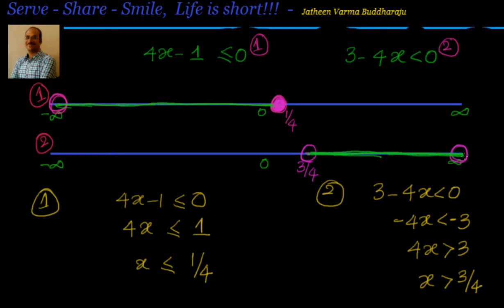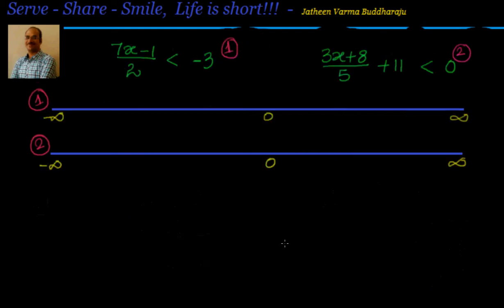Now you can see anything common in this solution. One solution is starting from 3 by 4 and going to infinity. Another solution is starting from minus infinity and going towards 1 by 4. Now there is nothing common between these two. Therefore, there is no solution, because we are unable to find anything common between these two solutions. If you take only one linear inequation, it has a solution. Similarly, the second one also has a solution. But if you take them as a system of linear inequations and try to find their common solution, you see that nothing is common. So there is no solution for this.